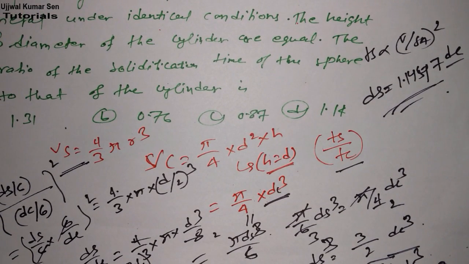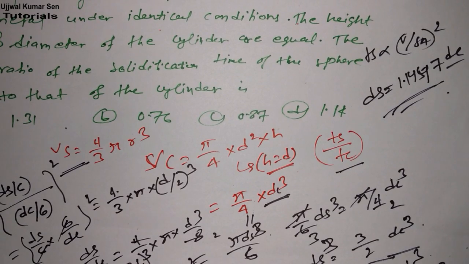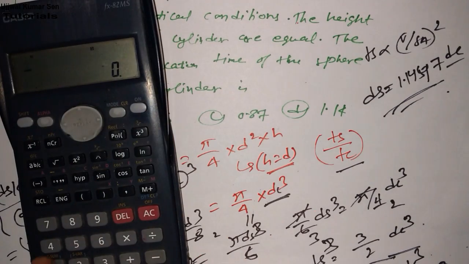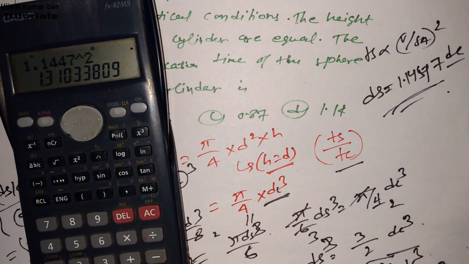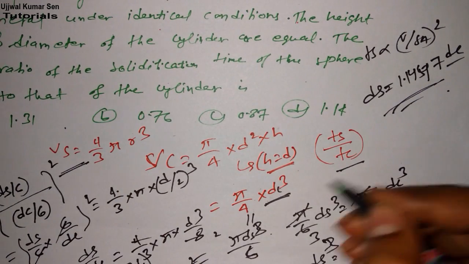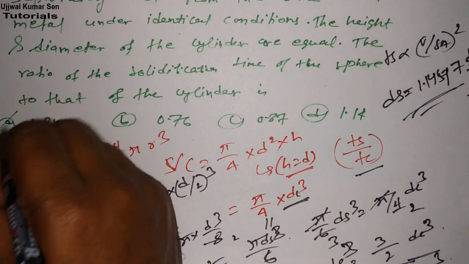So 1.1447 square. What is the answer? 1.1447 whole square is equal to how much are we getting here? 1.3103. Okay, it's a ratio, that's why it is unitless. So the answer is 1.31. A is the right answer.